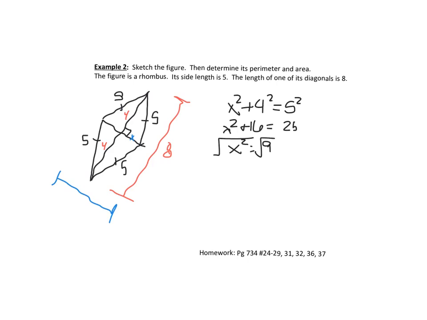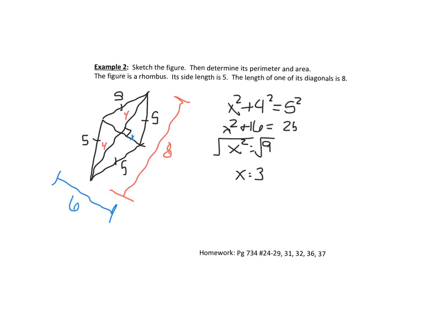Hey, would you look at that? X is equal to positive 3. Now, if you noticed that this is a 3, 4, 5 triangle, one of those special triangles, that's also a shortcut to know that your x is 3. So if that's 3, that means my whole diagonal is 3 times 2, which should be 6.